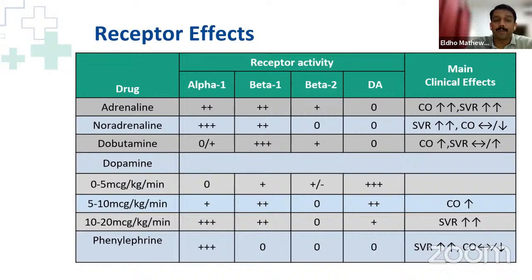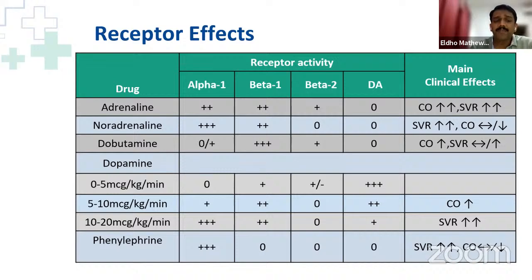And coming to dopamine, there are 3 doses. At 0 to 5 microgram per kg per minute, there is an effect on the dopamine receptor, which we use to improve renal perfusion. At 5 to 10 microgram per kg per minute, there is an effect on beta-1, which increases the cardiac output. And at the higher dose of 10 to 20 microgram per kg per minute, the systemic vascular resistance will increase.